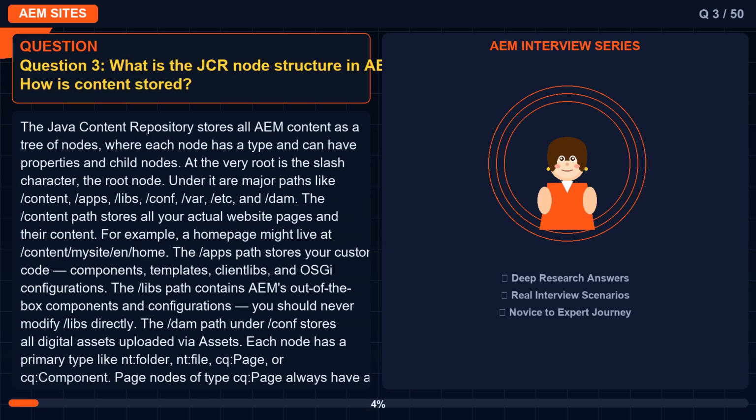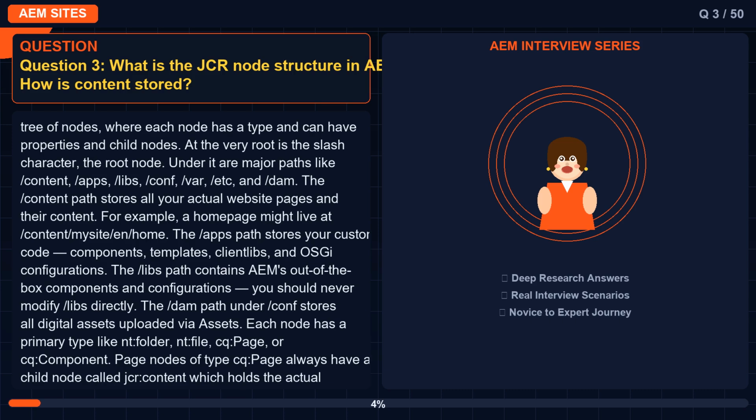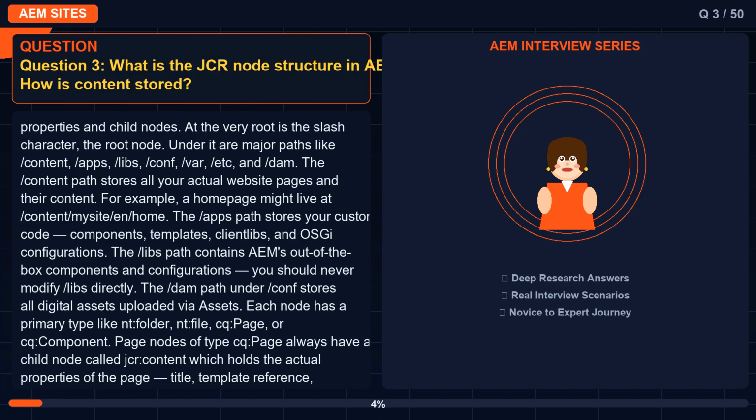Question 3. What is the JCR node structure in AEM? How is content stored? The Java Content Repository stores all AEM content as a tree of nodes, where each node has a type and can have properties and child nodes. At the very root is the / character, the root node. Under it are major paths like /content, /apps, /libs, /conf, /var, /etc, and /dam. The /content path stores all your actual website pages and their content. For example, a homepage might live at /content/mysite/en/home.